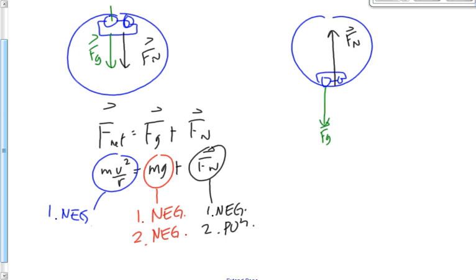When you're at the top of the circle, the centripetal force that acts toward the center of the circle is acting downward toward the center of the circle. When you're at the bottom of the circle, the centripetal force acts up, so we're going to make it positive.